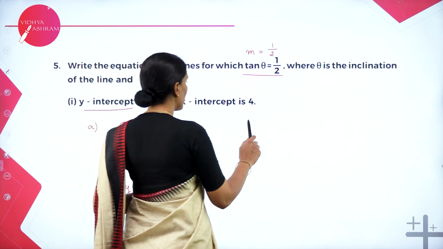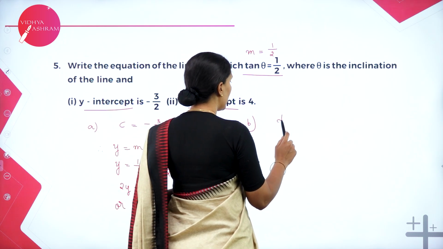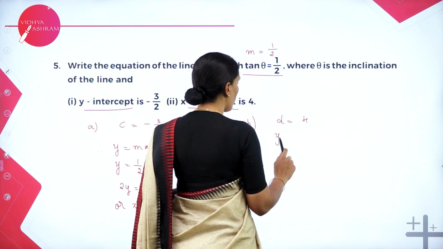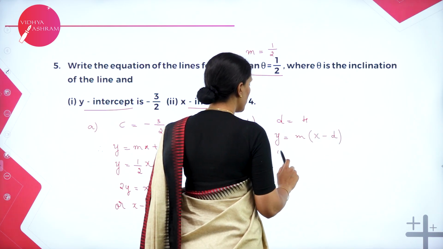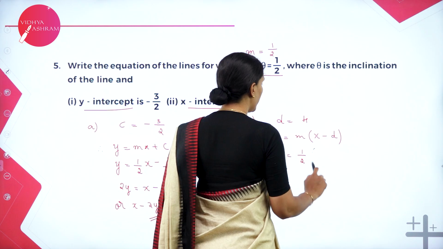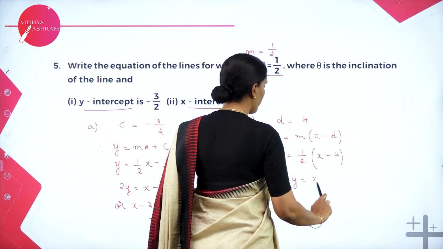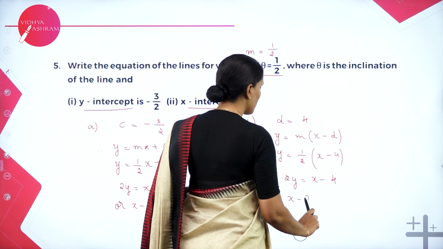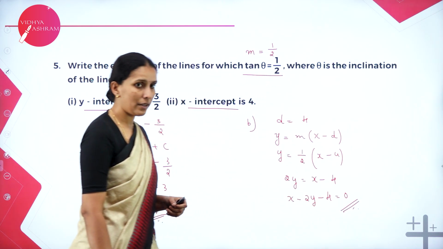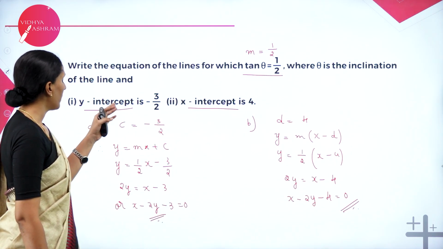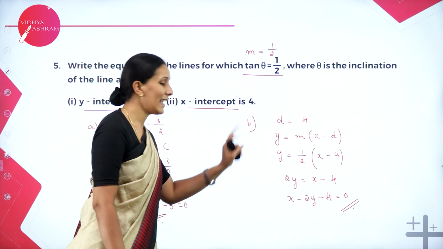Now in the second case, they have given the x-intercept is 4. X-intercept means d, so d = 4. Then the equation of the line is y = m(x - d). So y = (1/2)(x - 4). Multiplying 2 on both sides, we get 2y = x - 4, or x - 2y - 4 = 0. So this is the required equation of the line. This is the slope-intercept form with respect to the y-intercept and the slope-intercept form with the x-intercept.